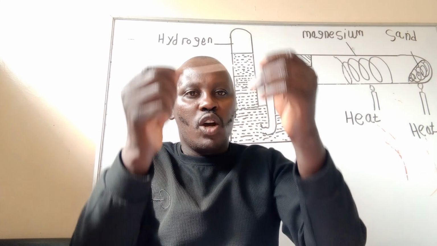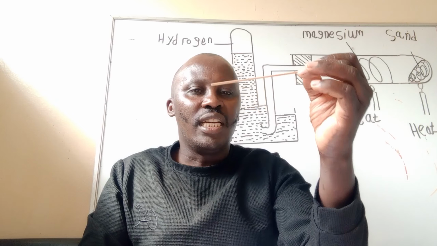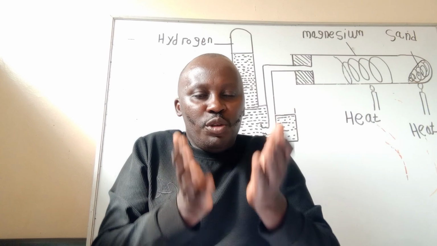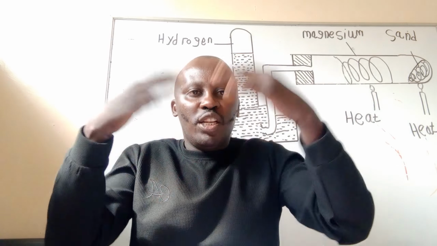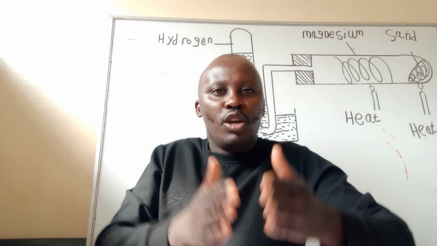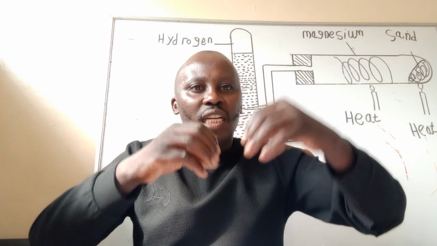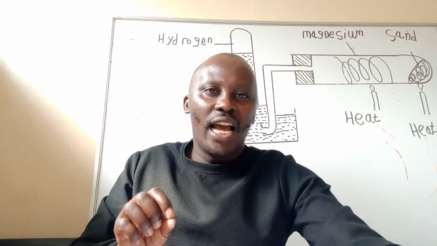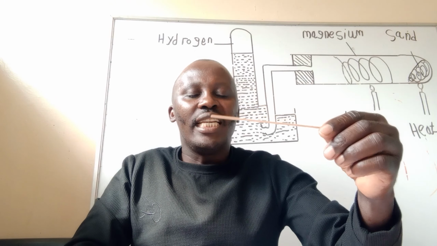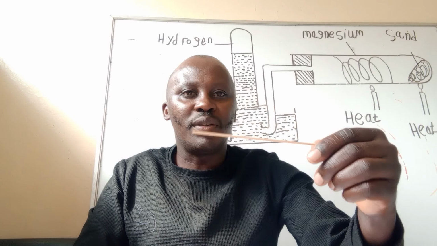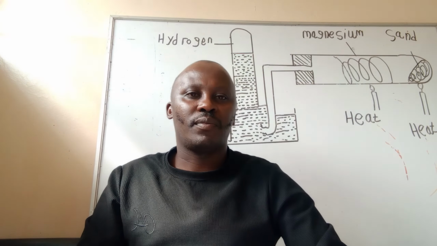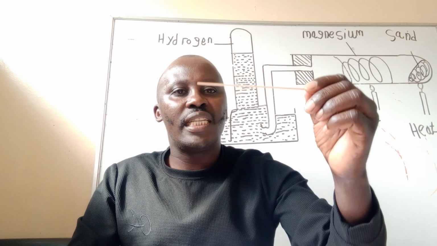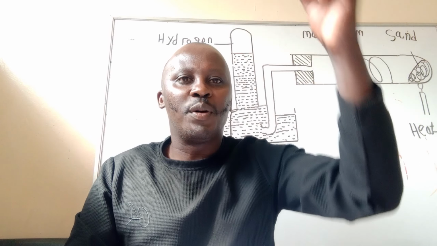You can just say, lower a burning splint into a gas jar suspected to contain hydrogen. Why do we use the word suspected? Because we are not very sure that the gas produced is hydrogen. So you lower a burning splint into a gas jar suspected to contain hydrogen. Then what happens there? Hydrogen gas extinguishes a burning splint with a pop sound. It is not that we are saying it burns with a pop sound. No, it extinguishes a burning splint with a pop sound.